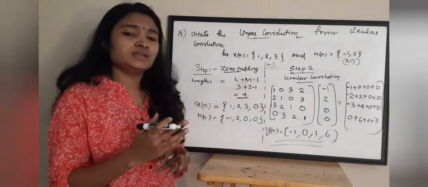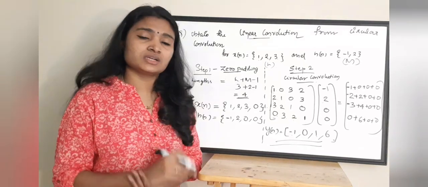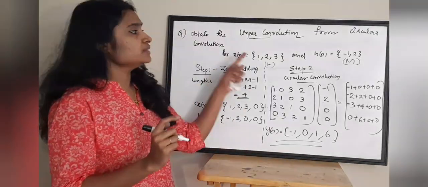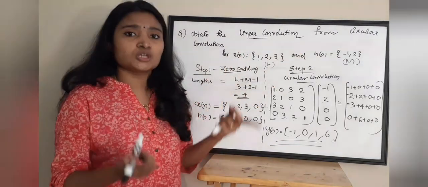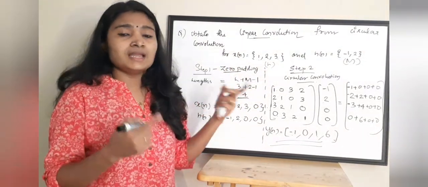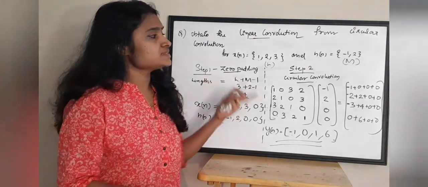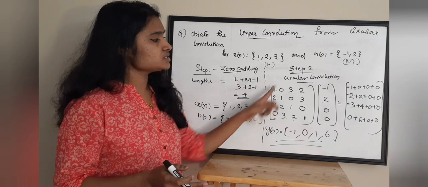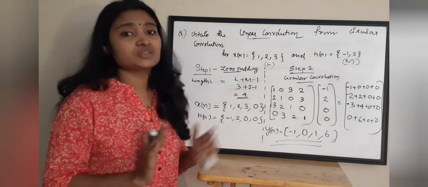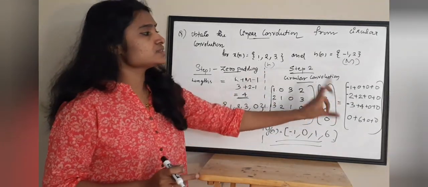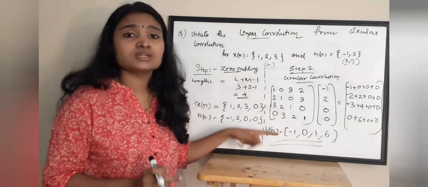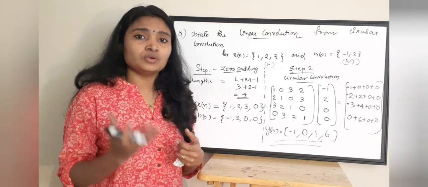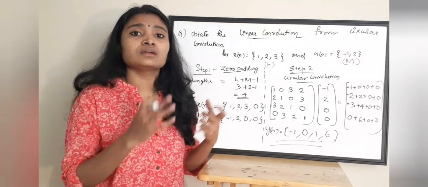And for doing linear convolution using circular convolution, this method you have to follow. That is, in step 1, make the length of both your input sequences L plus M minus 1. In step 2, perform matrix method circular convolution. That is, here I have done matrix method circular convolution and obtained the result, which will be your linear convolution output.